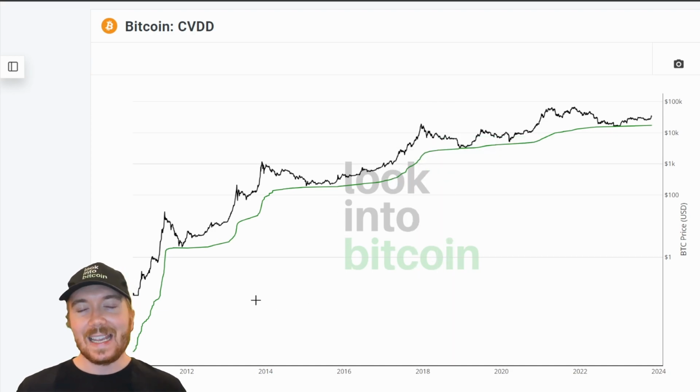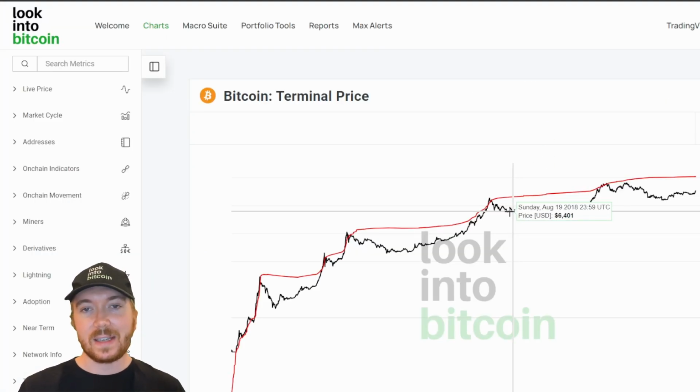And as we can see, even though it's an incredibly complicated metric to really wrap your head around, very easily and quickly, we can see that it has called the Bitcoin price bottoms pretty accurately for most of Bitcoin's price history. And then for the top price action, we have the terminal price.